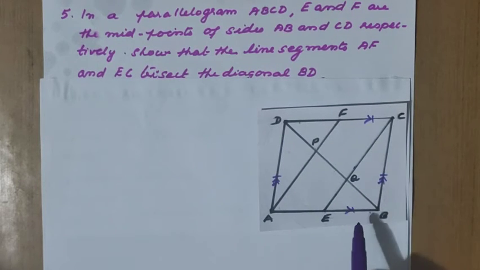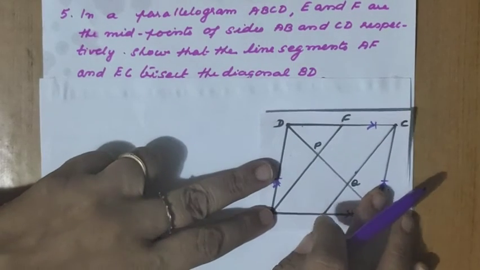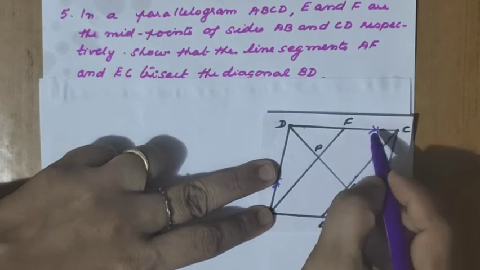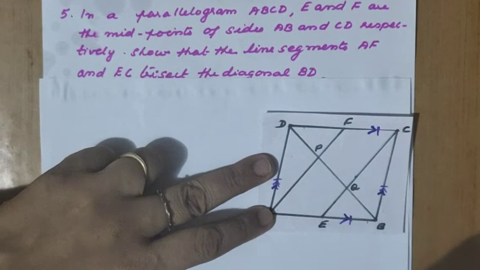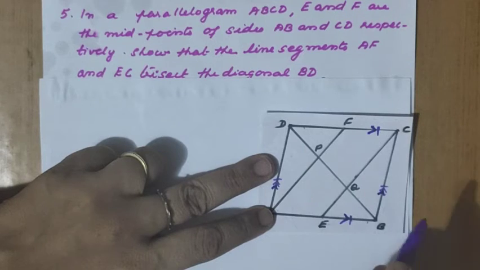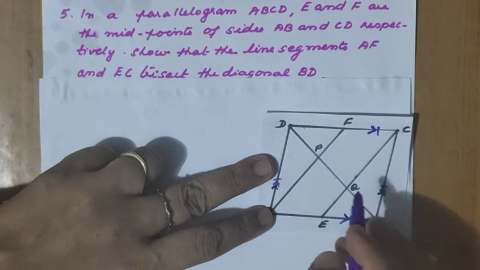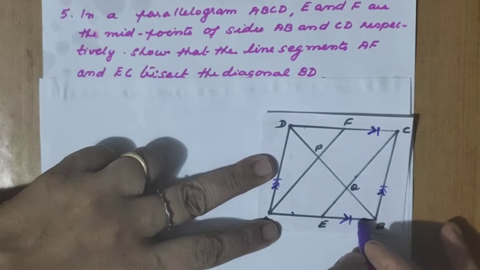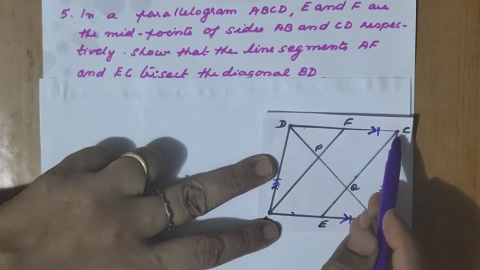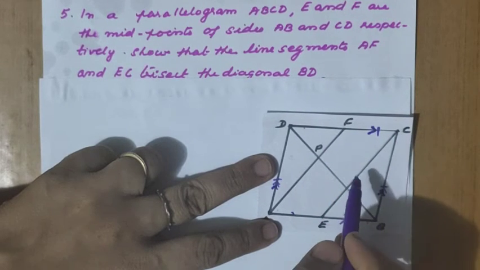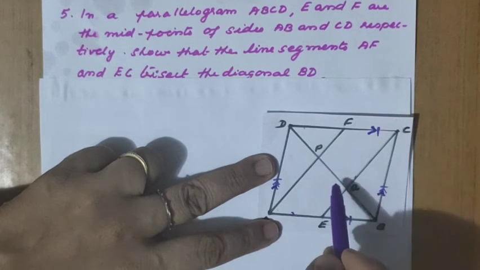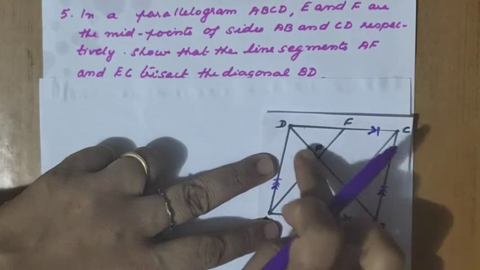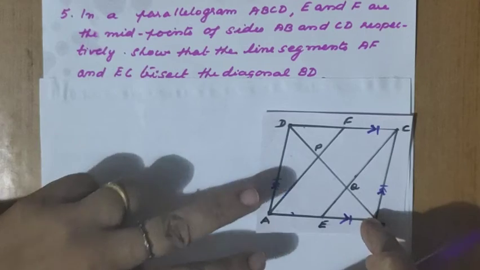So what is given in the question? ABCD is a parallelogram. So parallel sides we can mark. Opposite sides are parallel and equal. This is the second side, right? So two pairs of opposite sides are equal and parallel we have marked. Now what is the next point? E and F are the midpoints. That means AE equals BE, because E is the midpoint. F is the midpoint means what we can say? DF equals CF. Show that the line segments AF and EC trisect the diagonal BD. That means what? DP equals PQ equals BQ. That means this diagonal is divided into 3 equal parts.